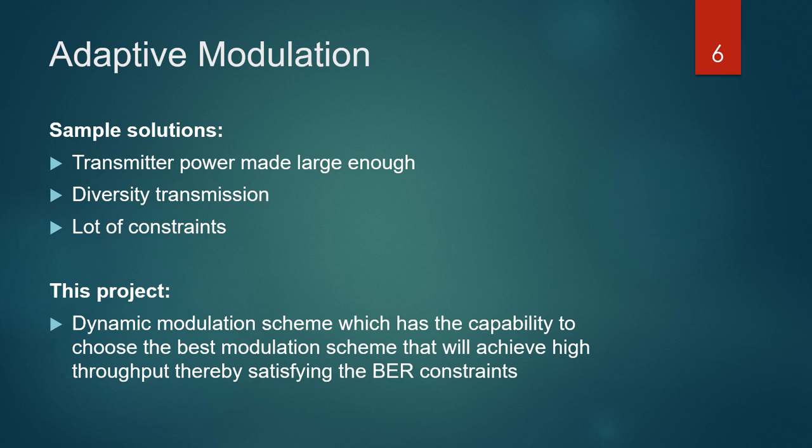This results in utilizing the channel to a high level of efficiency and also achieving high data throughput rates while satisfying the BER constraints. There are multiple modulation schemes that could be used by the transmitter module. Here specifically we analyze BPSK, QPSK, 8 QAM and 16 QAM as mentioned earlier.